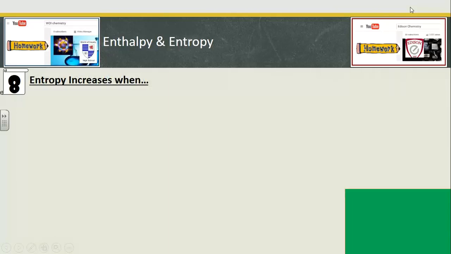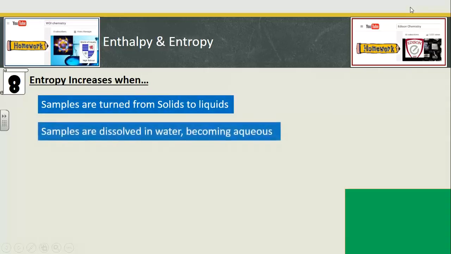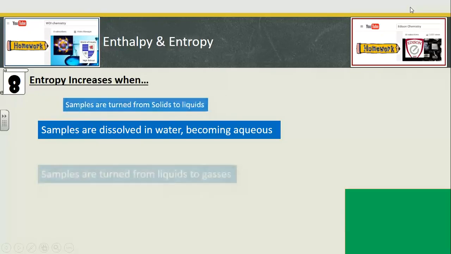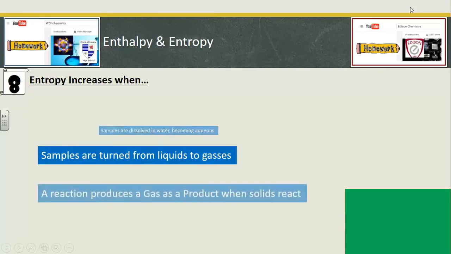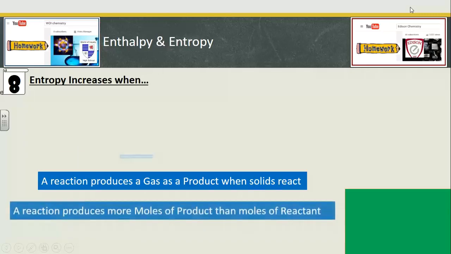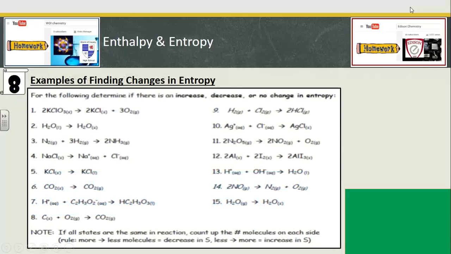Okay. Entropy increases when samples are turned from solids to liquids, liquids to gases, and solids dissolving in water. And gas as a product is usually when entropy increases. Also when a reaction produces more moles of product than moles of reactant, so you're producing more stuff than you consumed, that makes more randomness.